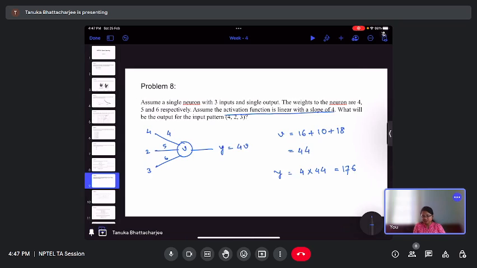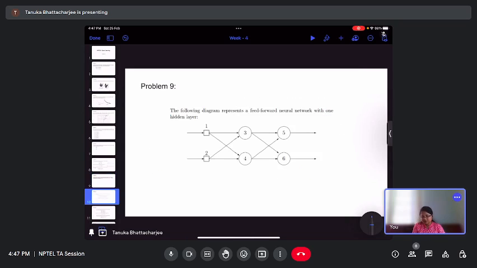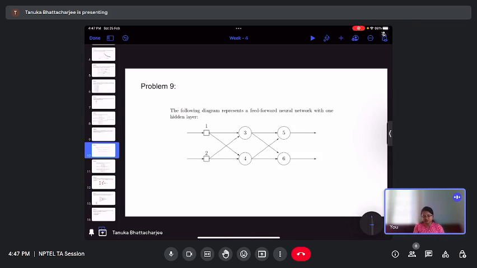So these are very simple stuff. Now let us move on to a slightly different one. Here we have a feed forward neural network with one hidden layer. This layer is your input layer, this layer is your hidden layer, and this layer is your output layer.